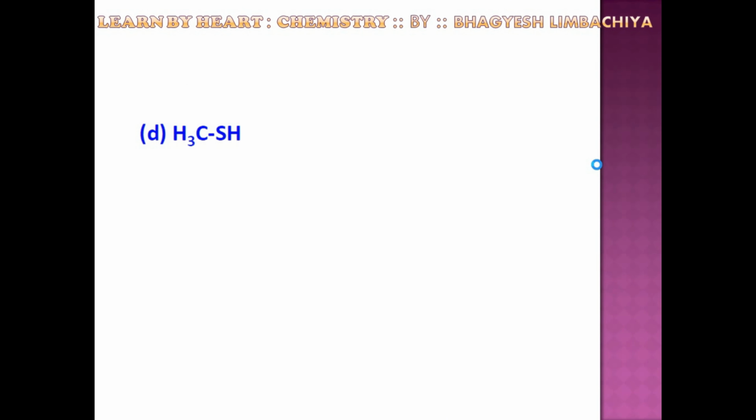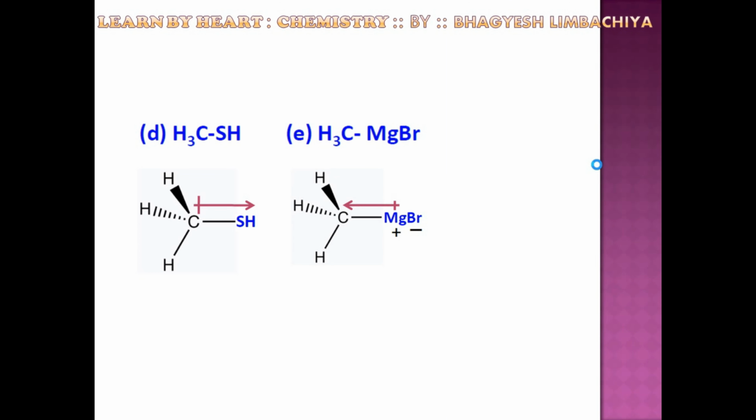Similarly, this is methanethiol. Another name is methyl mercaptan, which is used in LPG cylinders because of its specific smell. Here also sulfur is more electronegative, that's why the pair will be shifted towards the thiol group. Next is methyl magnesium bromide. This is a Grignard reagent. So magnesium is more electropositive, that's why the pair will be shifted towards the carbon atom. Okay, next is fluoromethane, and similarly here the pair will be shifted towards fluorine because of its higher electronegativity.